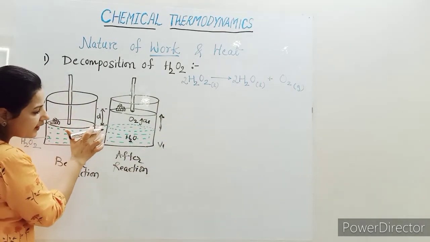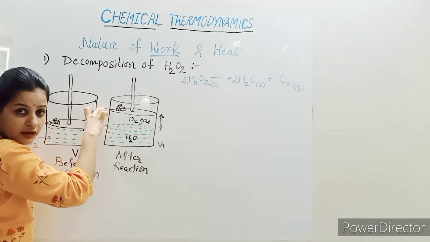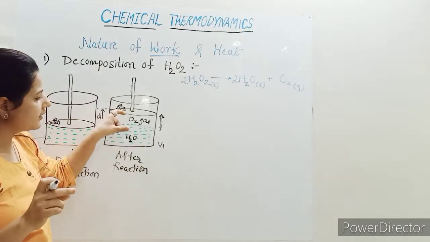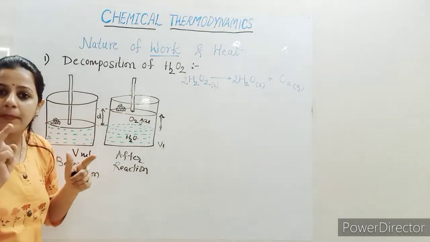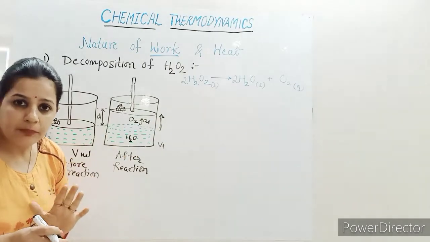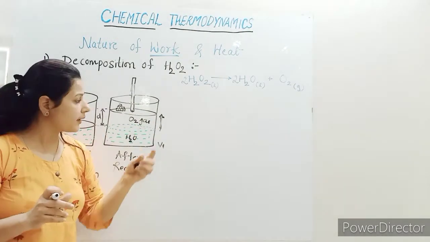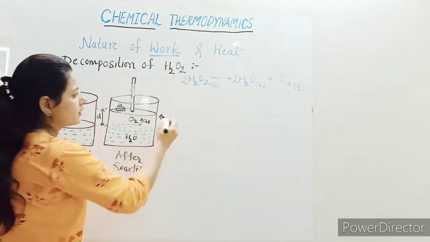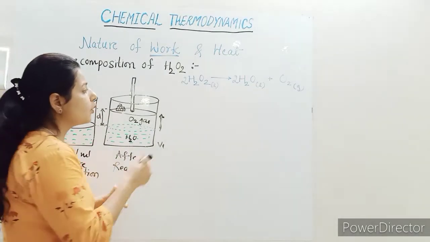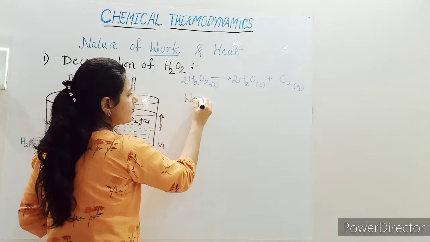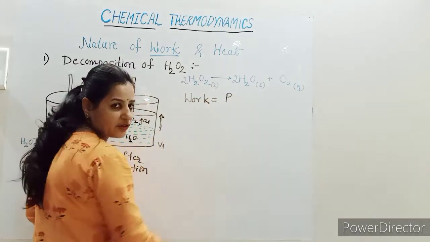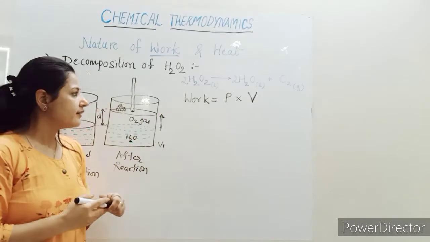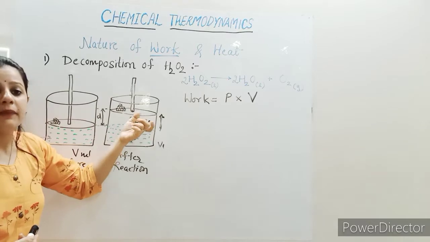Means what? In this case, the pressure has been applied as well as the gas has moved the piston. Means there had been a displacement and the increase in the volume of the gas. So this is a pressure into volume type of work. अब यहाँ इसको हम क्या कहेंगे? That the system has done the work on the surrounding. So in this case, what has happened? The work is done. Why is work done? Because the pressure has been applied and there is a change in the volume.